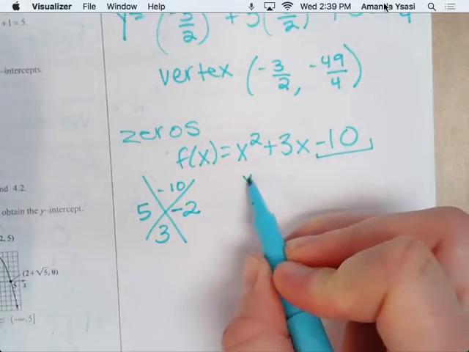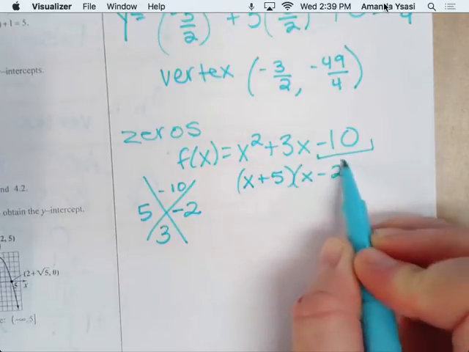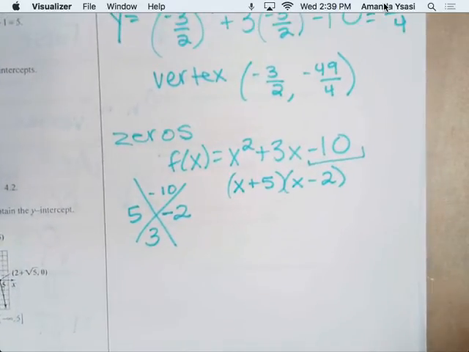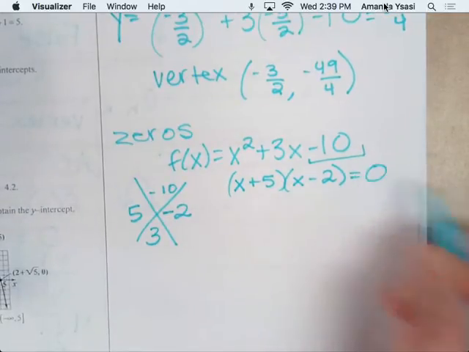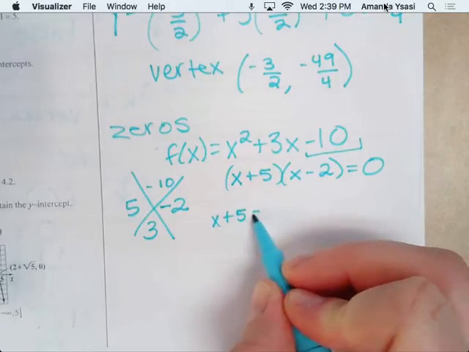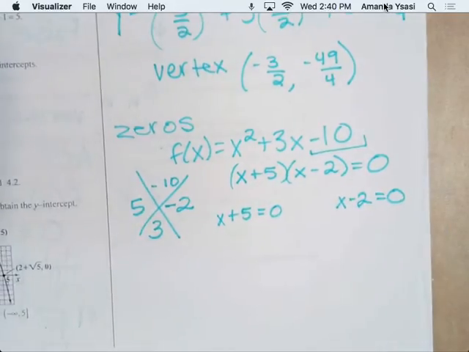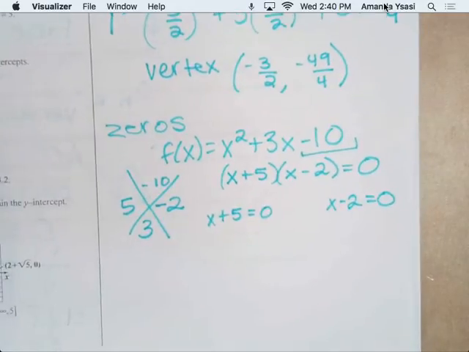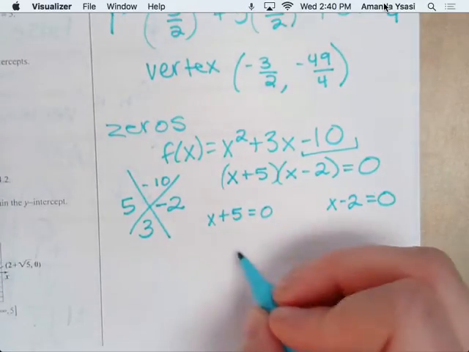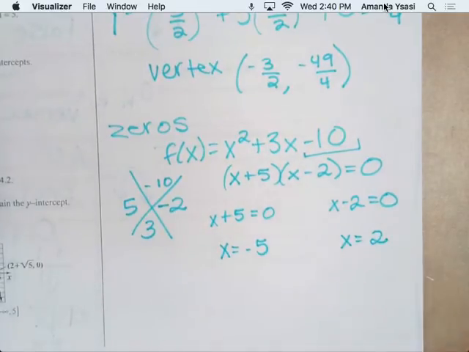So that means this is x plus 5, x minus 2. So we set it equal to 0 to find our zeros. So x plus 5 equals 0, and x minus 2 equals 0. Solve those out, and x equals -5, and x equals +2.